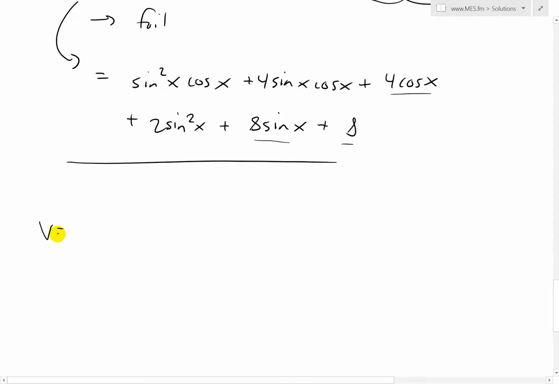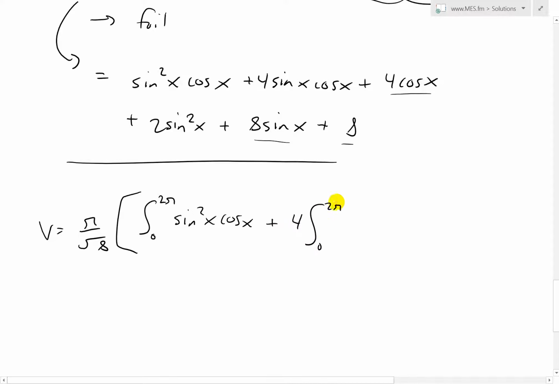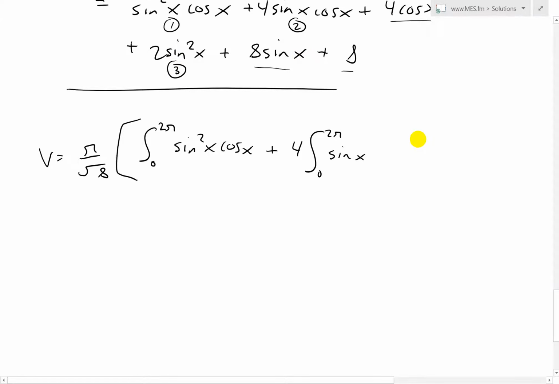So our volume is equal to pi over square root 8, and now what I'm going to do is break this up into a bunch of integrals. So from 0 to 2 pi of this first one, sine squared of x cos of x, plus 4, this is 0 to 2 pi, that's this part, sine x. I'll write this 1, this 2, and then this is going to be our 3, and then this other one, I'll combine it together for the fourth one. So we get sine x cos x. It's just to make it easier to solve.